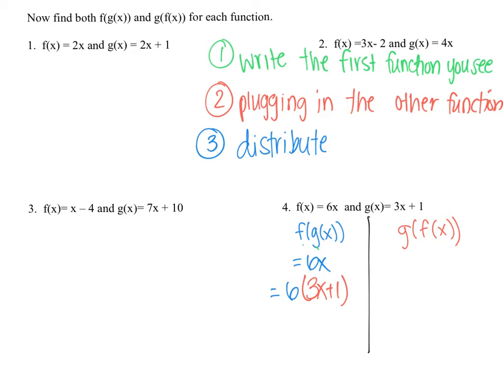Okay, my next step is to distribute. Anaya, tell me what distribute means. You were here. 6 times 3x. And what's that? 18. Good. Then I have to distribute to the other side, right? What's 6 times 1? Plus 6. Good. That's my answer.